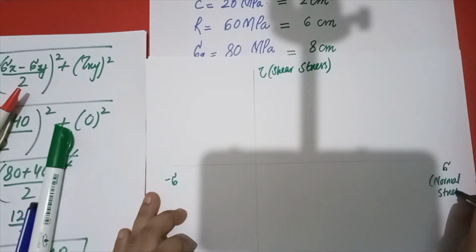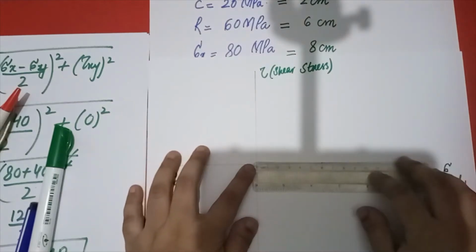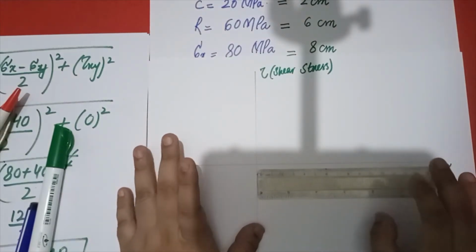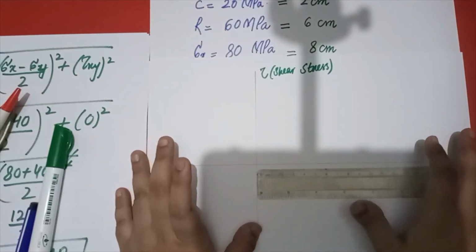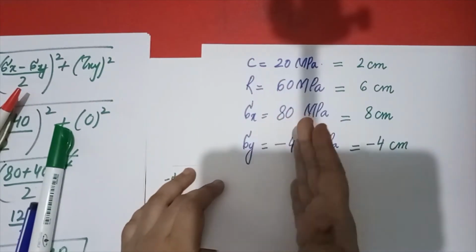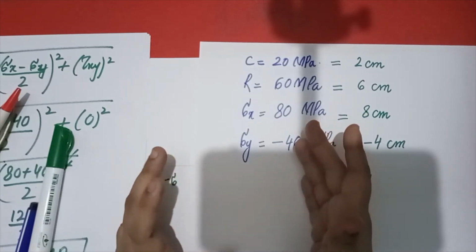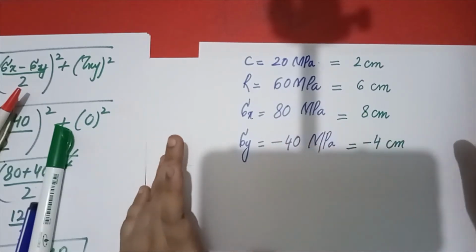This will always remain the same, because I have already told you in the general state of Mohr circle. So what will be the next step? C is the center point, sigma x is the positive normal stress, and sigma y is the negative normal stress. So what I have to plot: the positive one should be on the right hand side on the x-axis, and the negative one should be on the left hand side on the negative x-axis.